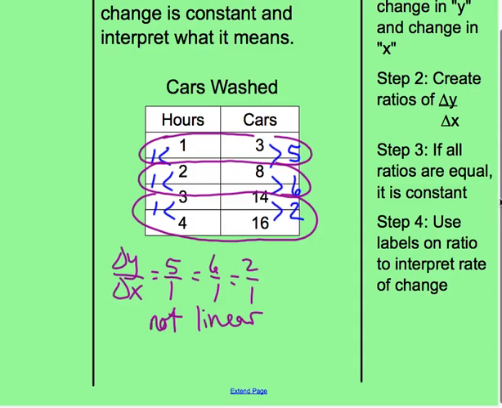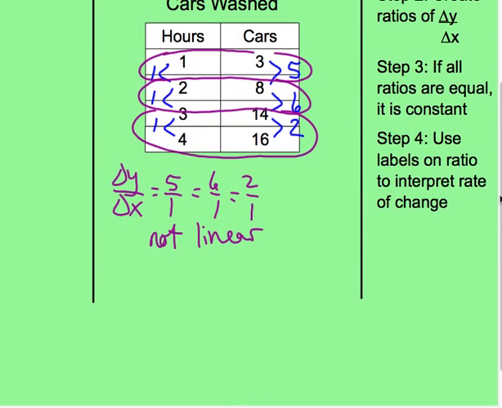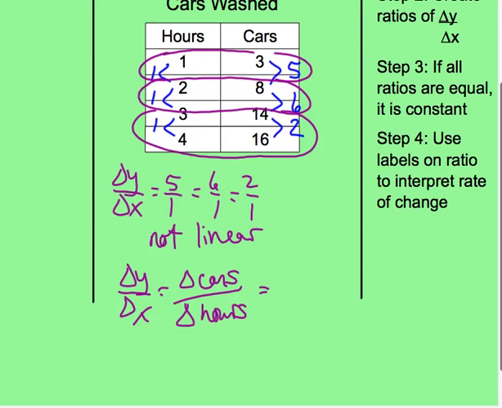And finally, we are still going to interpret our rate of change. So looking at labeling, we have change in y over change in x would be change in cars over change in hours. So what our rate of change means is that in the first hour, they washed 5 cars. In the second hour, they washed 6. And in the third hour, they washed 2. So it is cars washed per hour.